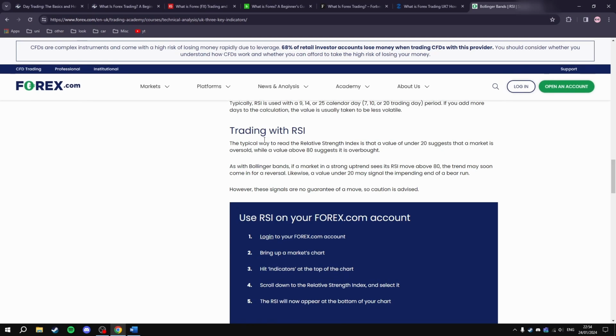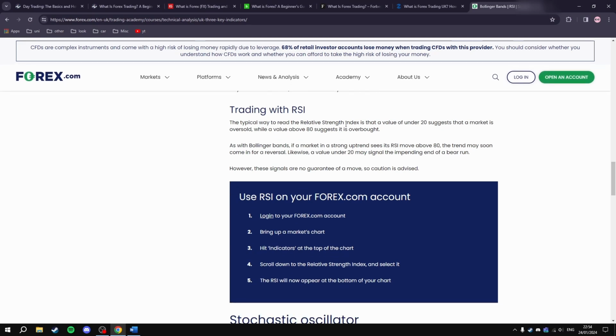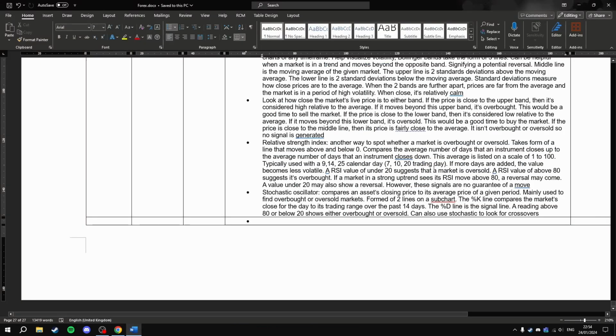And then trading via RSI. The typical way to read the relative strength index is that a value of under 20 suggests that the market is oversold, whilst a value above 80 suggests that it is overbought.